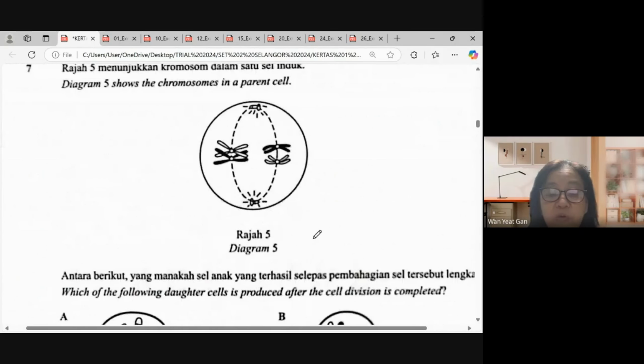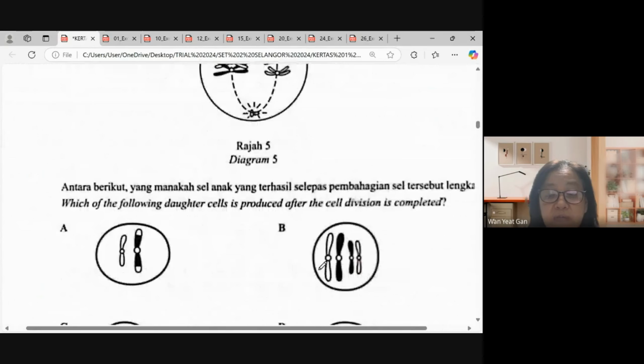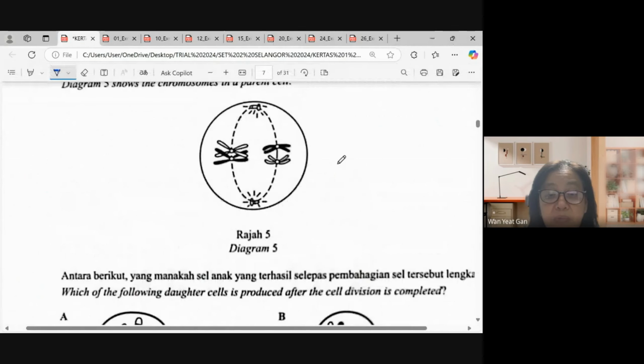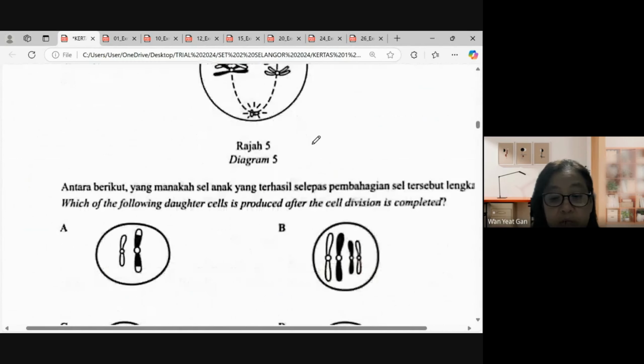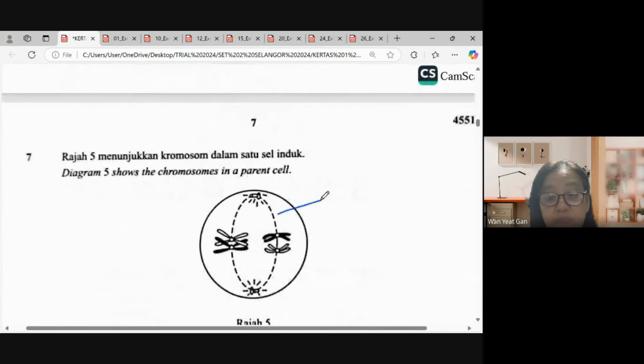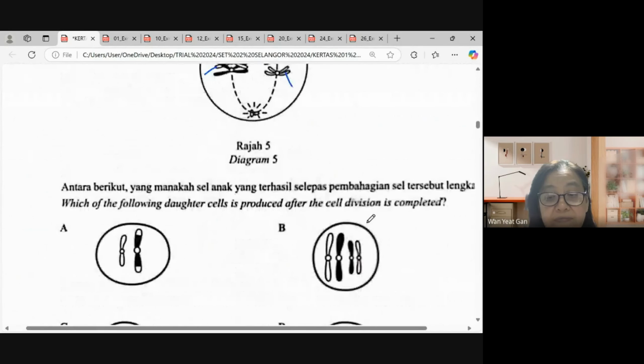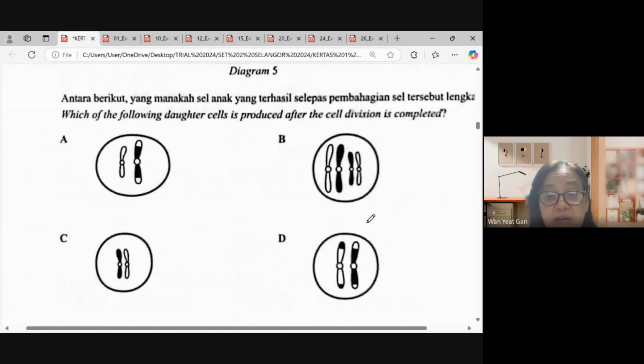Question 7 shows the chromosomes in a parent cell. Which of the following daughter cells is produced after the division is completed? Now, if you look at the diagram, there is some crossing over before this in prophase. This is during metaphase 1. So the daughter cells must have half the number of chromosomes of the parent cell. There are 4 chromosomes here. So the daughter cell must have half the number. So this is struck out. This is not the answer.